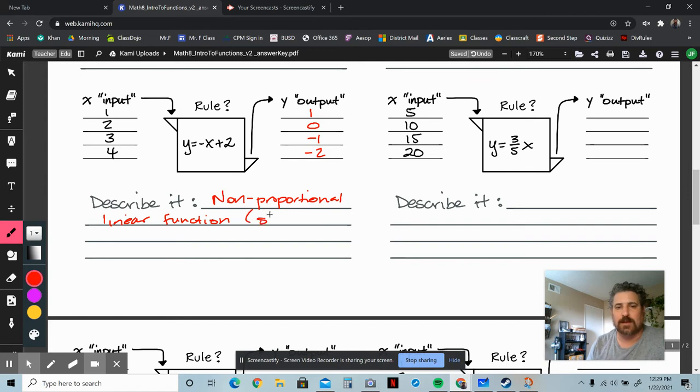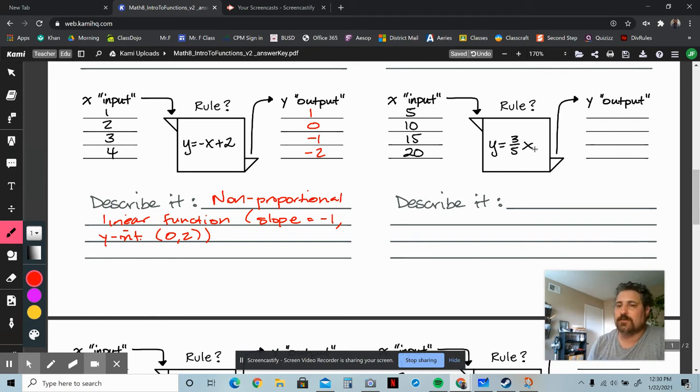And we can write down that the slope of this particular line is going to be negative 1. And we can also say that the y-intercept for this particular line is going to be the ordered pair 0, 2, right? In other words, the y value is 2. It crosses the y-axis at 2.